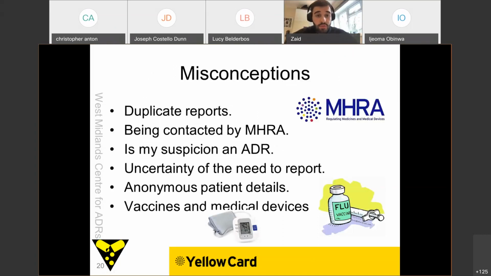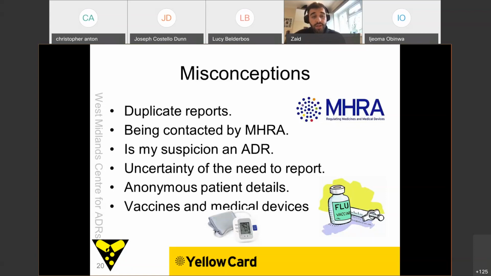So yeah, the misconceptions. I'll start with being contacted by the MHRA. This is very, very rare, and it really only occurs when you've missed out a key bit of information in your report, or the MHRA just want to follow up on your report. There's no obligation for you to provide that additional information, but it's very rare this even happens in the first place. The MHRA won't be pestering you like that. It's just really to confirm they've got the right details in the report and can process it accordingly.